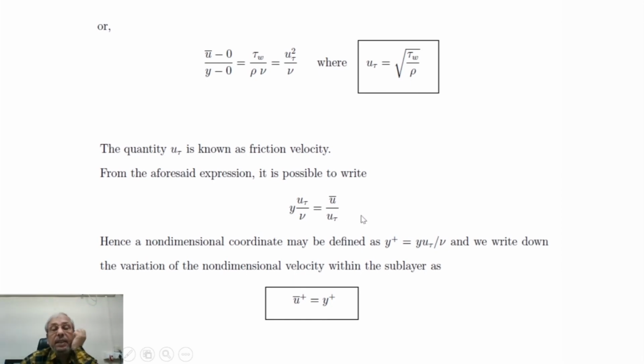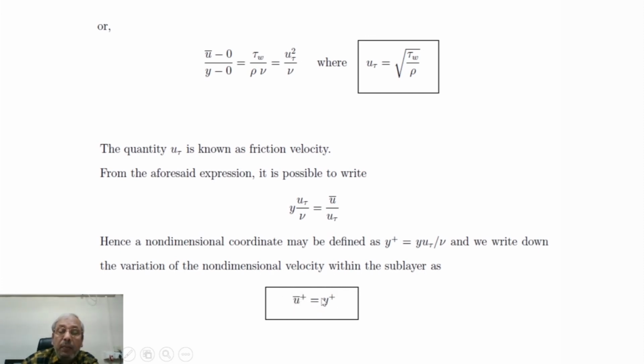And this gives us a non-dimensional coordinate which is called y plus. Non-dimensional coordinate, it is defined as y plus is equal to y u tau by nu. It's a non-dimensional distance given by y plus. And we write down the variation of the non-dimensional velocity. So this non-dimensional velocity we write as u plus.